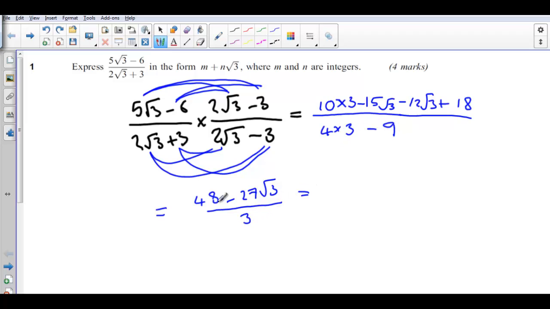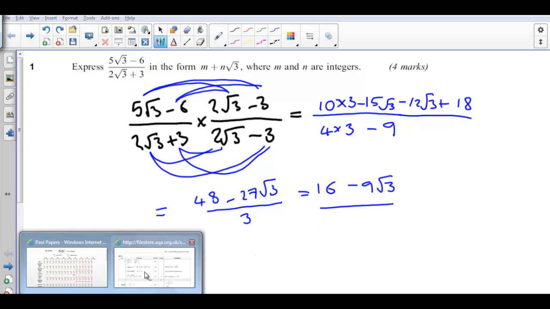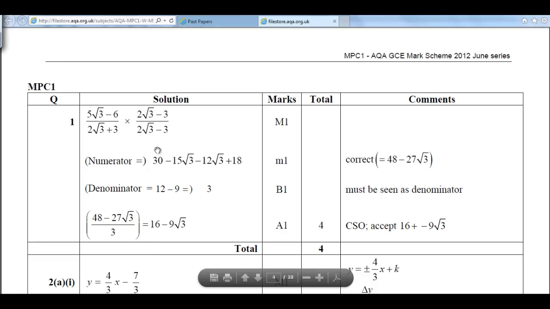Okay, nearly there. Some of you have already spotted that they both divide by 3, and that's where it's all going to come out nice and we'll get our whole numbers. 48 divided by 3 is 16. Take away 27 divided by 3, which is 9 root 3. Job done. Let's check the mark scheme just to see where those marks are coming from.